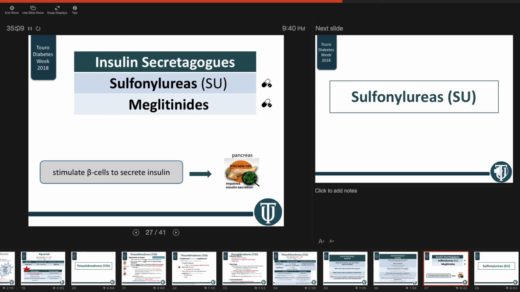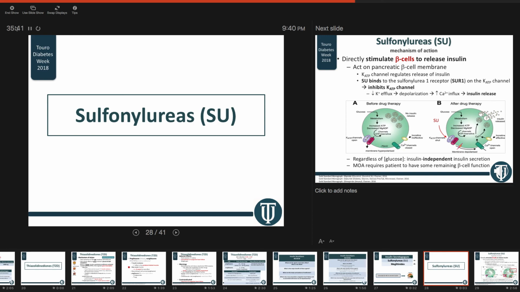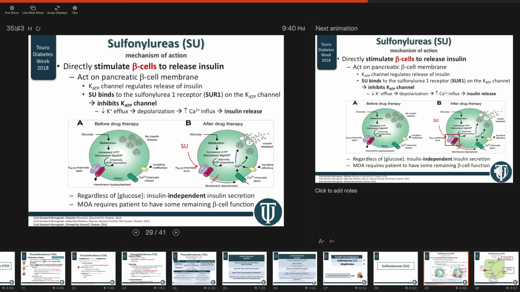Okay, so let's move on to the next big category. They are the insulin secretagogues, which are sulfonylureas and meglitinides. How do they work? They work by stimulating the beta cells in the pancreas to produce more insulin. That's why you see beta cells here as the core defect that insulin secretagogues target. So let's start with sulfonylureas.